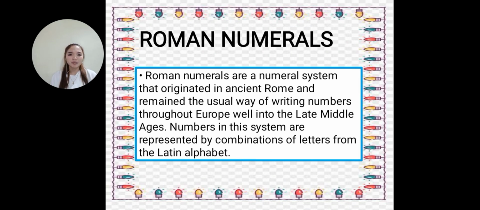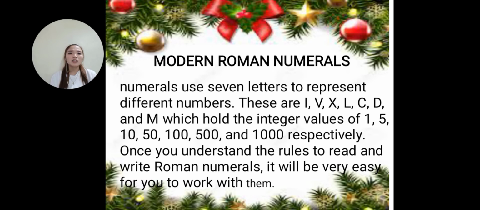Roman numerals. Roman numerals are a numeral system that originated in ancient Rome and remained the usual way of writing numbers throughout Europe well into the late Middle Ages. Numbers in the system are represented by combinations of letters from the Latin alphabet. Modern Roman numerals use 7 letters to represent different numbers. They are I, V, X, L, C, D, and M, which hold the integer values of 1, 5, 10, 50, 100, 500, and 1000 respectively.